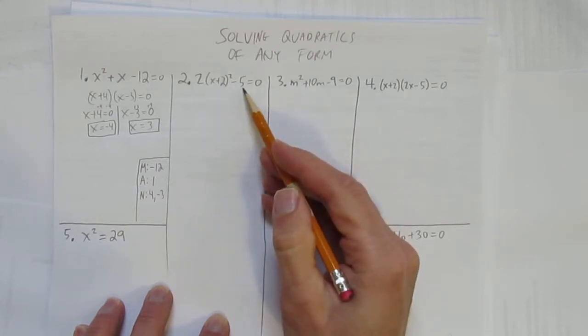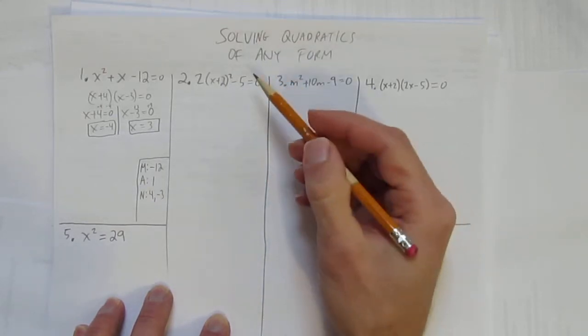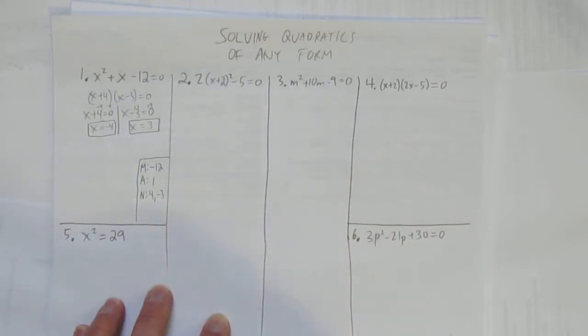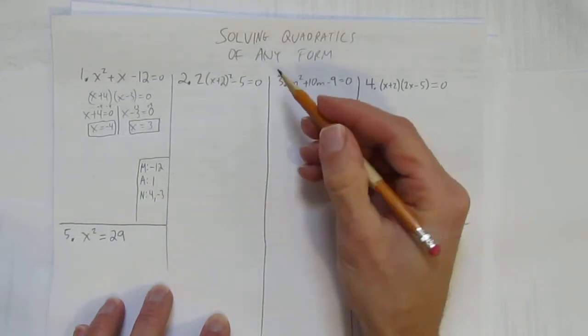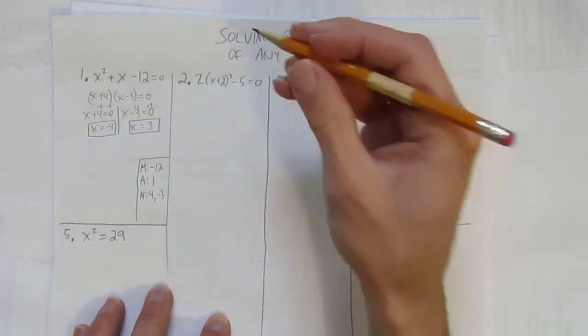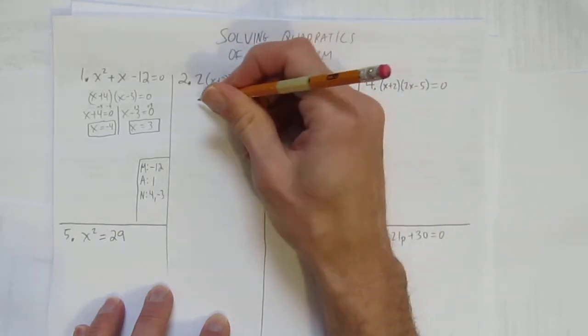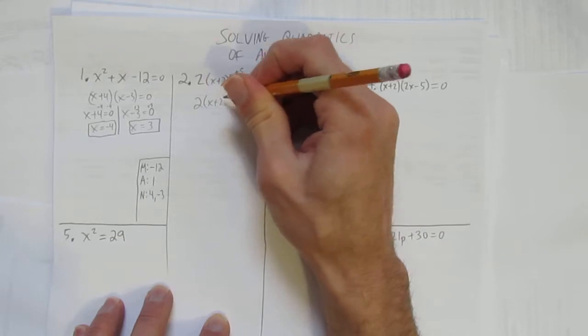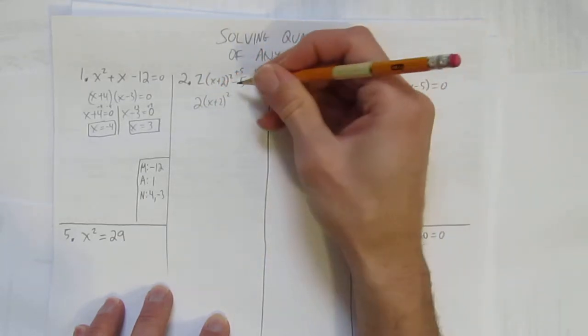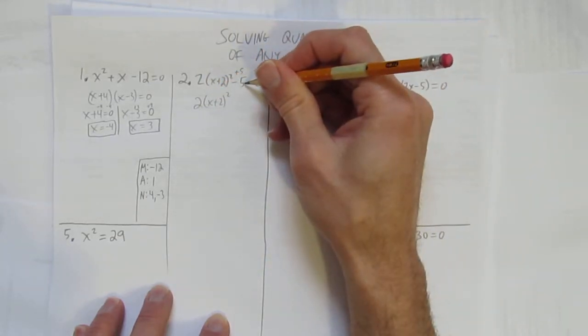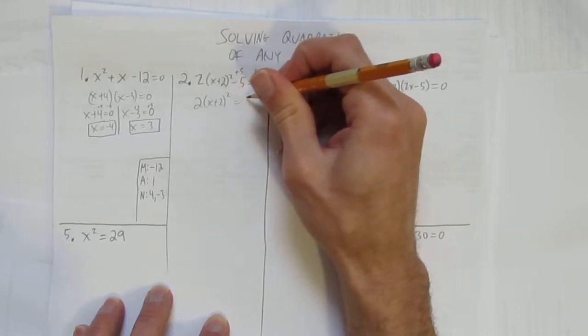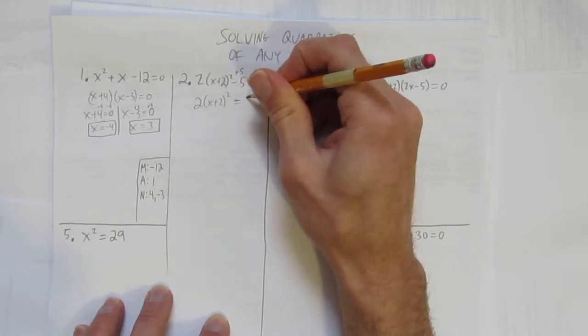It is in vertex form. You could solve it by expanding it, getting it to standard form, and then factoring. That's a lot of work. Instead, I'm going to rearrange. Let's watch. I'm going to add 5 both sides, and I get 2 times x plus 2 squared, and then minus 5 plus 5 cancel, and I get 0 plus 5, so I just get a 5 on the right hand side here.